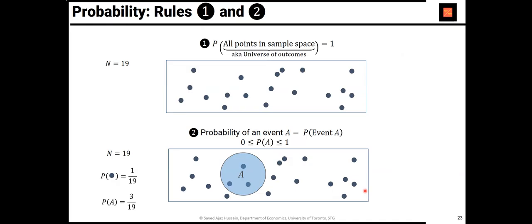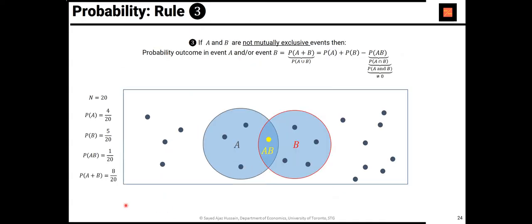So let's go quickly through the rules. Okay, so here is 19 dots. The probability of all these 19 dots together is 1. 19 dots in all. The chance of observing any one dot is 1 over 19. The chance of observing a dot in this event set A is 3 dots over 19. 20 dots. What's the chance that a dot is in A and or B? Take the probability of A plus the probability of B minus the probability of A and B. And then the answer is 8 over 20.